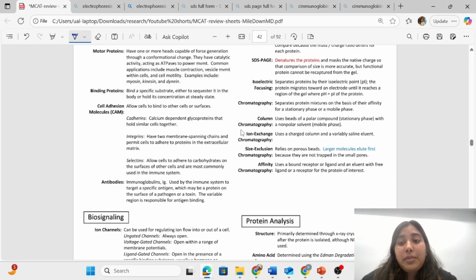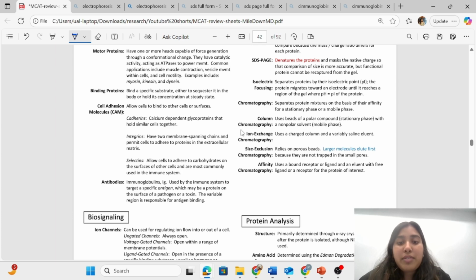So polar will bond with the polar one, so the more polar protein will go a smaller distance because it will just bind to the stationary phase, whereas non-polar will bind with non-polar and it will go up with the solvent. Okay, now we go to column chromatography. Column chromatography has small beads of a polar compound as the stationary phase. So if you put something, whatever is polar will bind with those beads, and whatever is non-polar will come down.